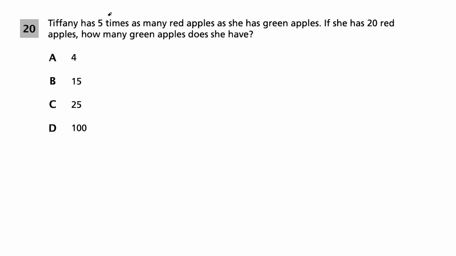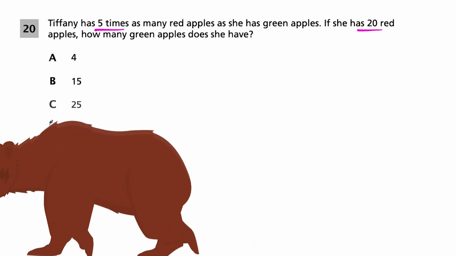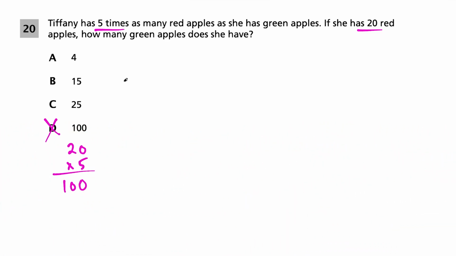It's very easy for students to read through this very quickly and just go 5 times the number 20, and just say 20 times 5 is equal to 100, and then they choose choice D. But choice D is a very dangerous bear trap. With questions like this, the key thing is to stay very organized. One thing that I like to think about with questions like this to help me stay organized is I think about which type of apple does Tiffany have more of.